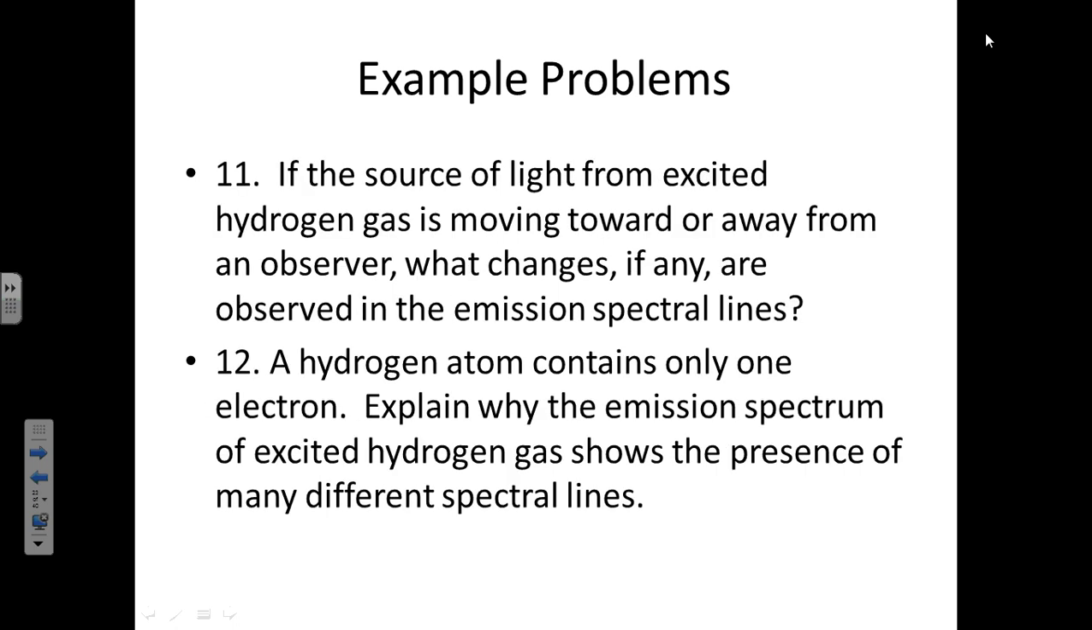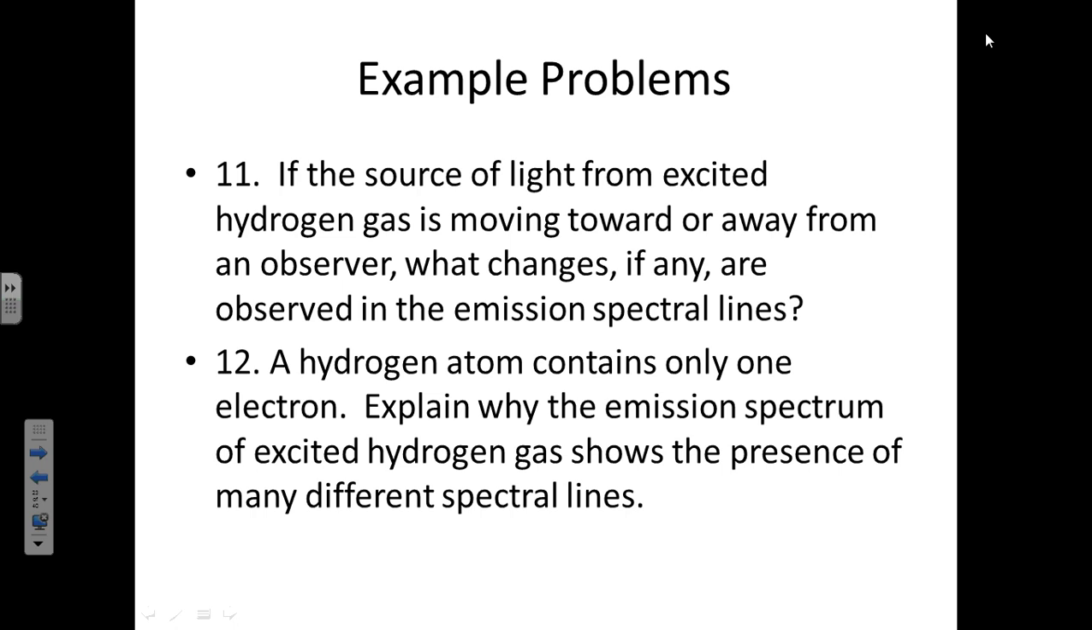All right, now these are two I don't think we looked at the other day for sure. If the source of light from excited hydrogen gas is moving toward or away from an observer, what changes, if any, are observed in the emission spectral lines? Stars are moving away from us right now, right? Supposedly the universe is expanding. And what happens to the color of light we see from those stars if they're moving away? They turn red. The frequency gets what? Less. And if the frequency is less, the wavelength has to get longer.